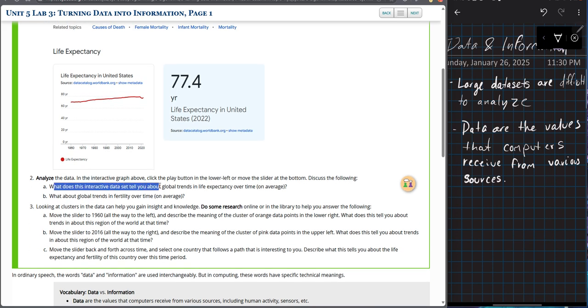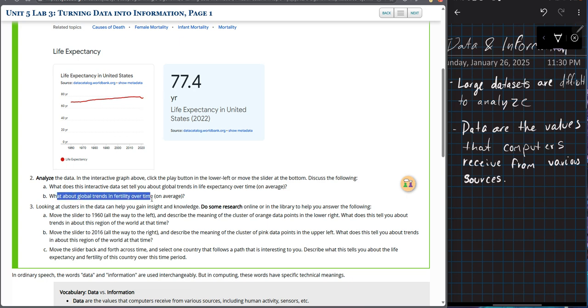So, what does the interactive dataset tell you about global trends and life expectancy over time? So life expectancy keeps increasing, right? In 1960, it was about 70, and now in 2020, it's about 78, and then you see it lowers down right here to 76. That's because of COVID, right? A lot of young people died during COVID, so the average life expectancy went down.